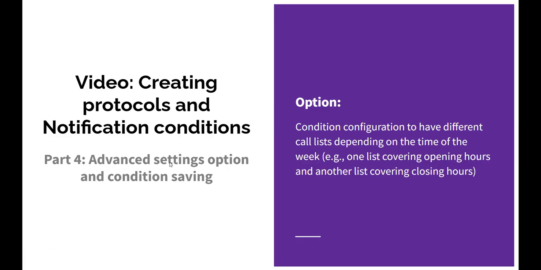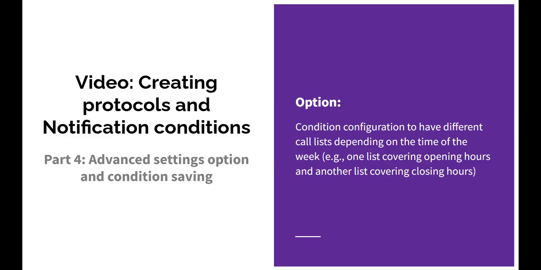Part 4. Advanced Settings Options and Saving the Condition. With this option, you can configure the system to have different call lists by means of notification protocols depending on the time of the week. For example, one list covering business hours and another list covering off hours.